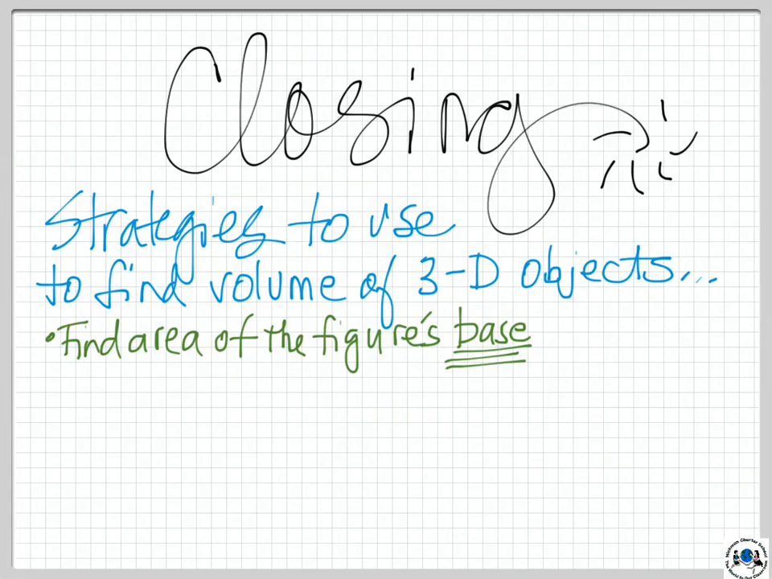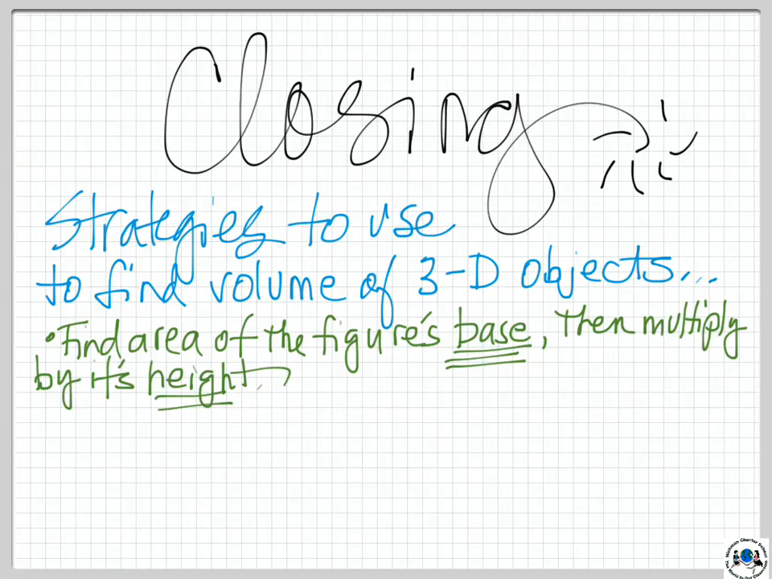We found the area of the figure's base, and again, 3 lines under that base, because we're going to talk about the base and how we decide what exactly the base of a 3D figure is. Again, I've kind of talked about it already, but we'll continue to talk about it because it is of extreme importance. Then we multiply by its height.